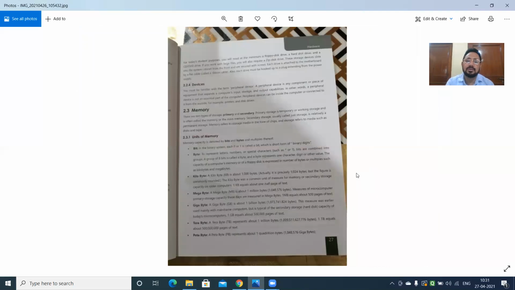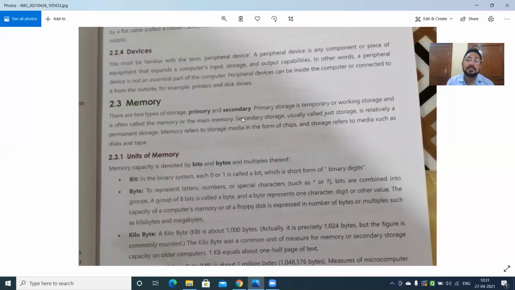Next, I have taught you about the devices. You must be familiar with the term peripheral devices, the hardware you can attach to a computer system, such as a camera, a scanner, or a printer, etc. And then there are two types of memories, primary and secondary. Primary memory is temporary memory, whereas secondary is permanent memory.